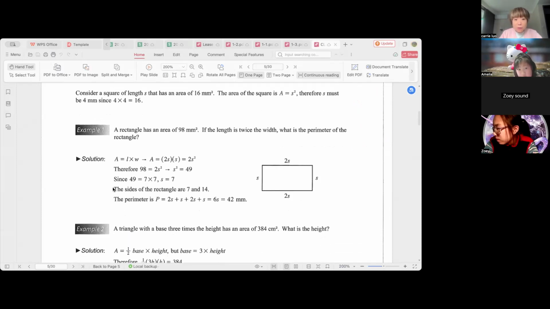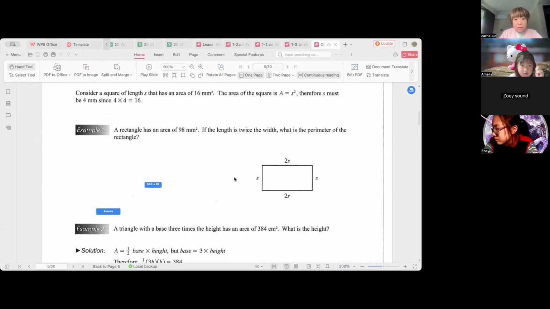So let's take a look at this one. A rectangle has an area of 98 millimeters squared. The length is twice the width. Thank you, Amelia. Okay, so could you please tell me the perimeter of this rectangle? The perimeter of the rectangle is length plus width, times 2.